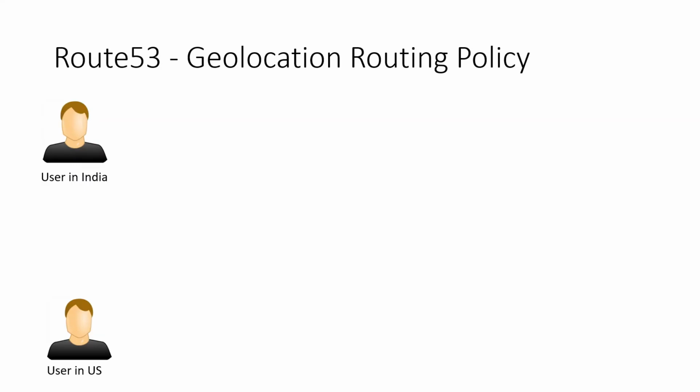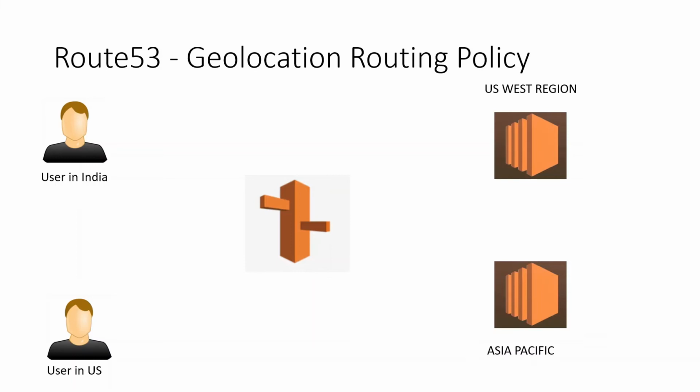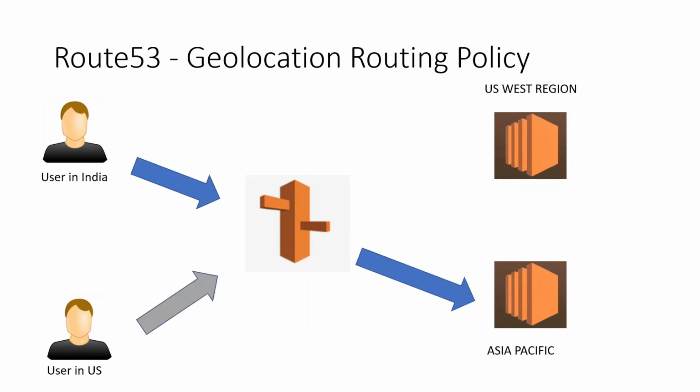Next, we have the geolocation routing policy. So let's say we have a user in India and another user in US, and we have US West region and Asia Pacific region. Let's say the user in India hits the website, it goes to Route 53, and the traffic is routed to Asia Pacific. Now the user in US, if he hits the URL, Route 53 would route or redirect the request to the US West region. So in this case, based on the location of the user, the request would be routed accordingly.